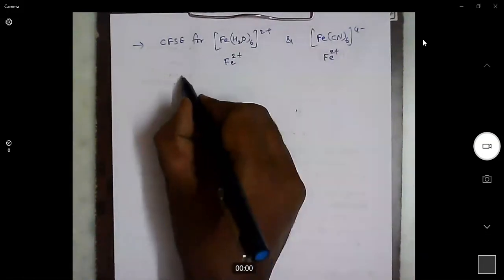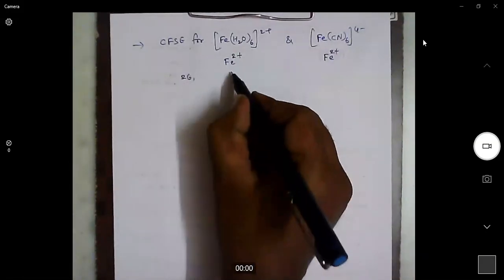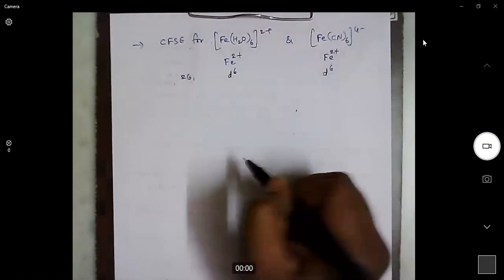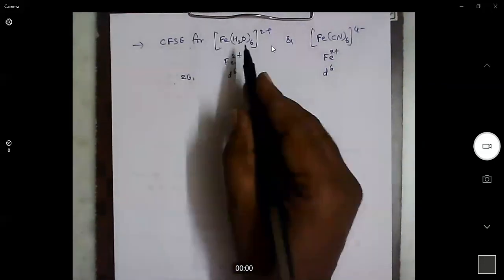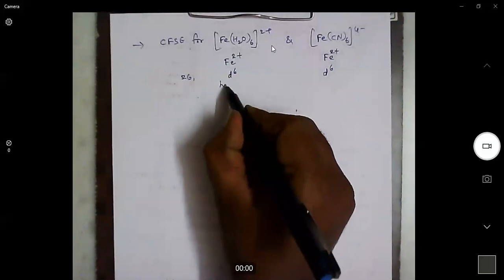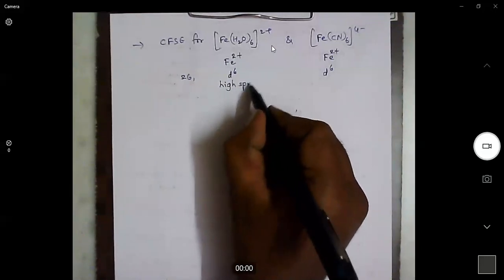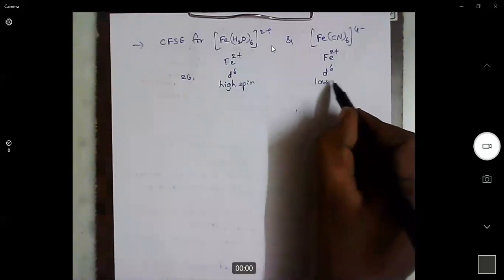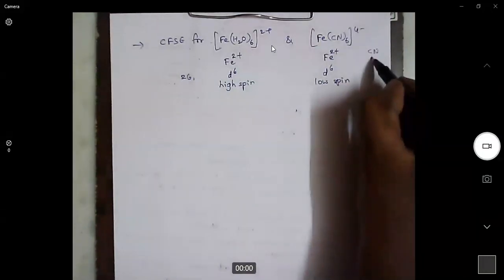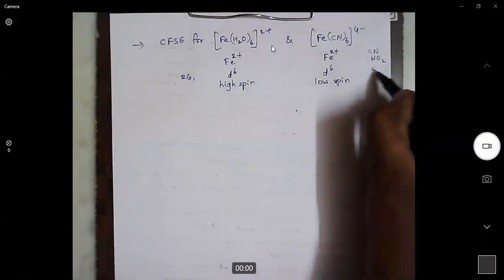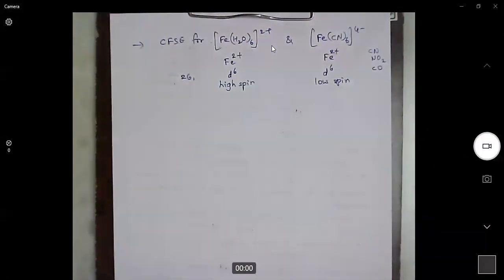Iron atomic number is 26. So in the +2 oxidation state, its electronic configuration is d6. Now, the difference is the first one is a high spin complex, whereas the second one is a low spin complex. Please remember when ligands like cyanide, nitro, CO, carbon monoxide are there, then they will give low spin complex.